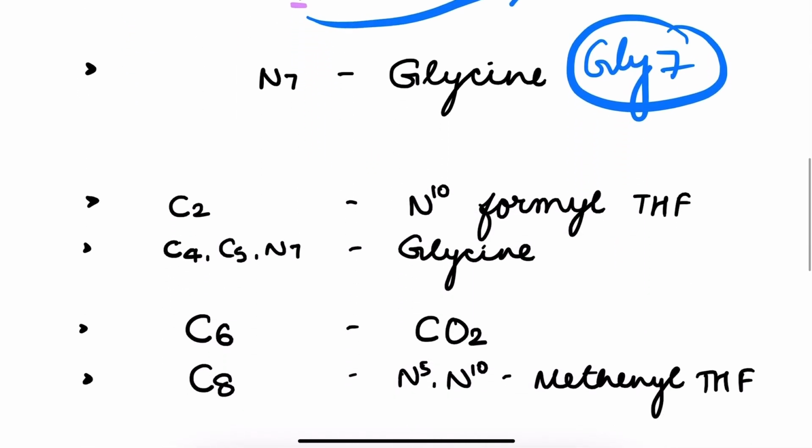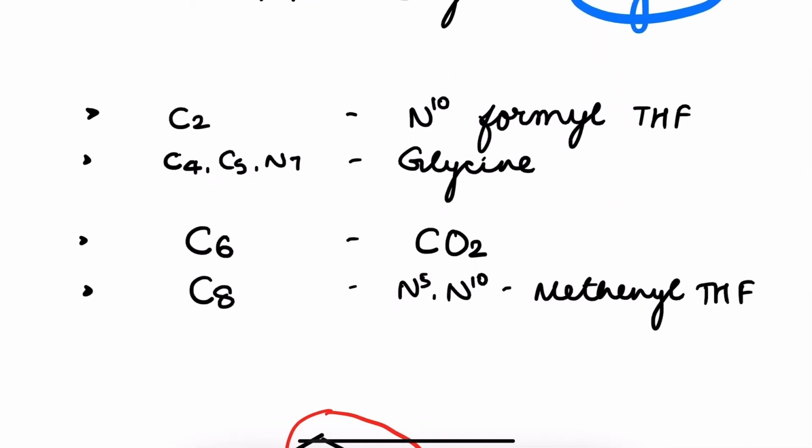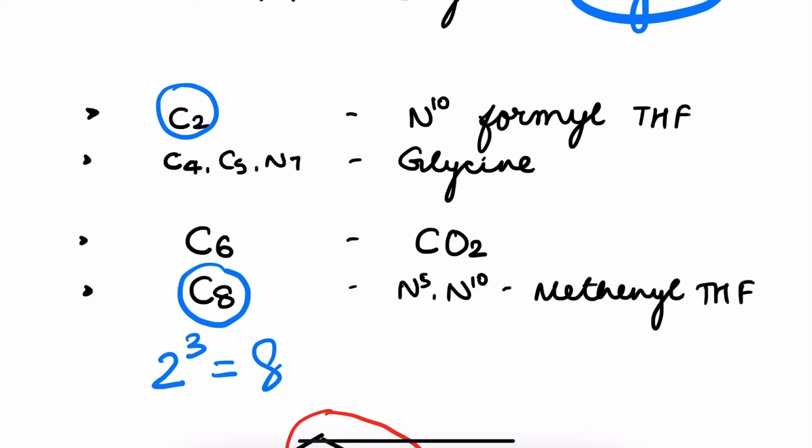Now let us move on to the carbon atoms. As we already know, all the even number positions are occupied by carbon atoms along with C5. The fifth position is also occupied by a carbon atom. Also remember that 2 cube is equal to 8. So C2 and C8 are contributed by 1 carbon groups. C2 is by N10 formyl THF and C8 is by N5,N10 methenyl THF.